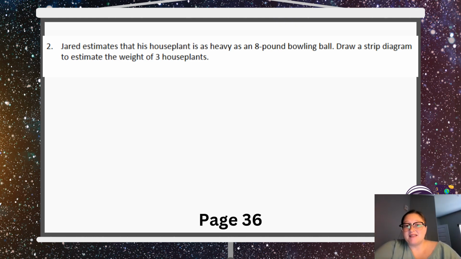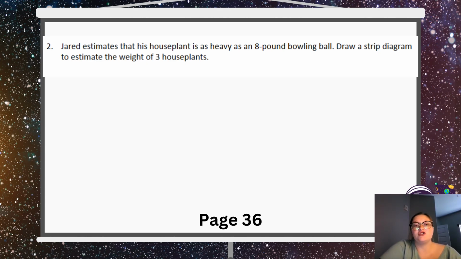Jared estimates that his houseplant is as heavy as an 8-pound bowling ball. Draw a strip diagram to estimate the weight of 3 houseplants. Great. Now that you have tried on your own, check your work with me.